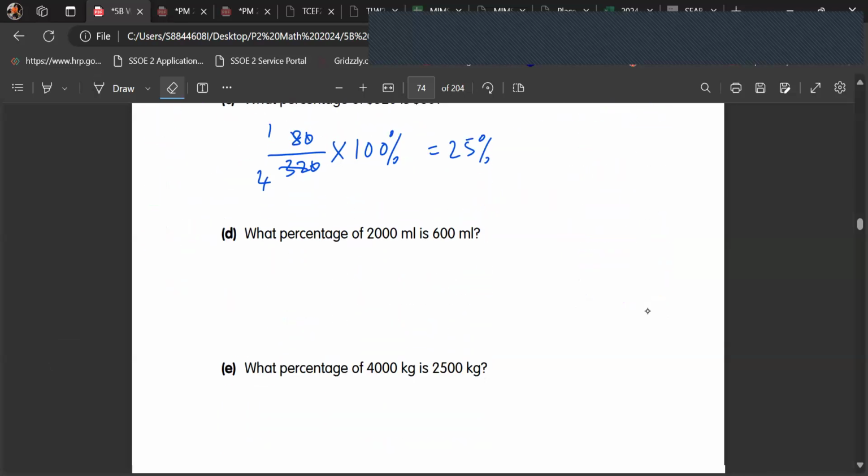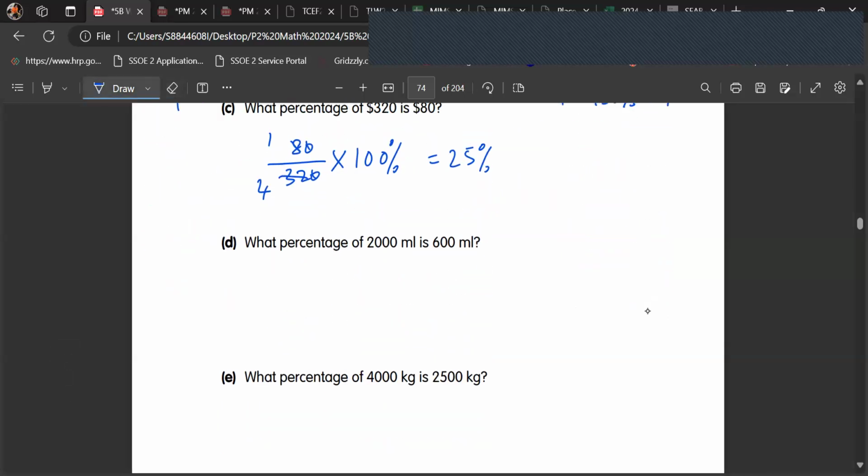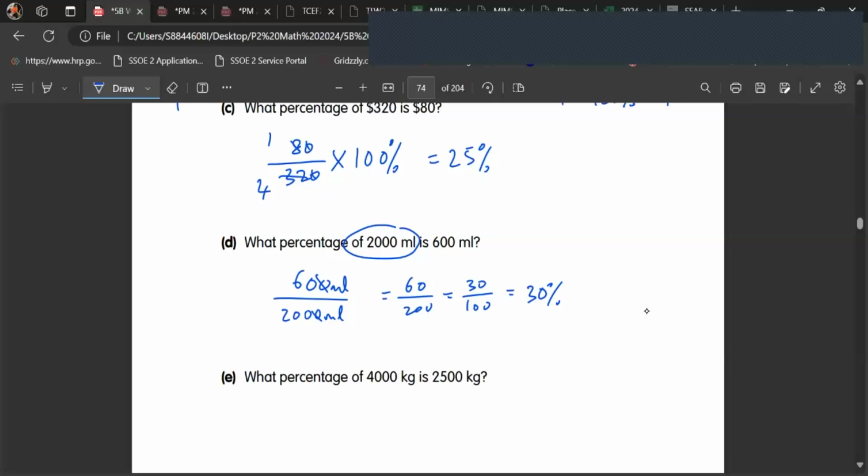Okay, so here this one again. Out of 2,000 milliliters, how much is 600 milliliters? This one's still quite okay, right? The number is still quite friendly. I can divide by 10 and then divide by 2. Still quite friendly, right? Okay? So far so good?